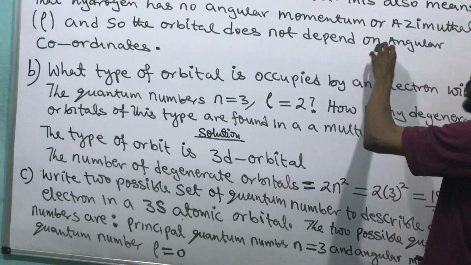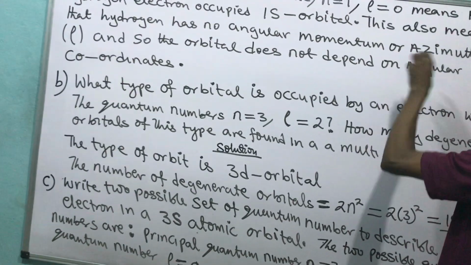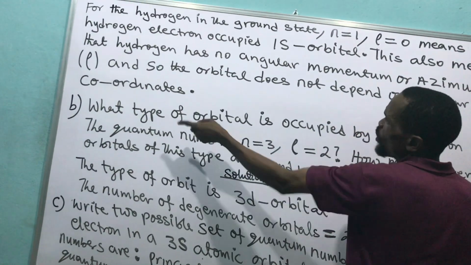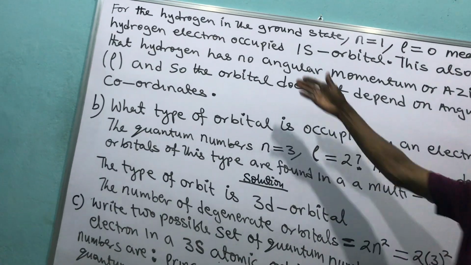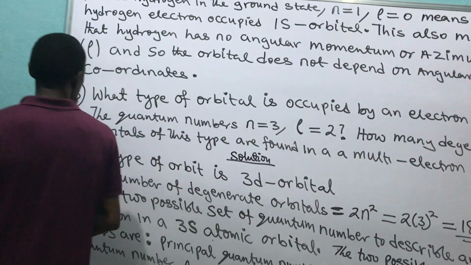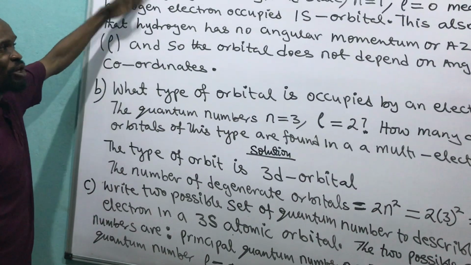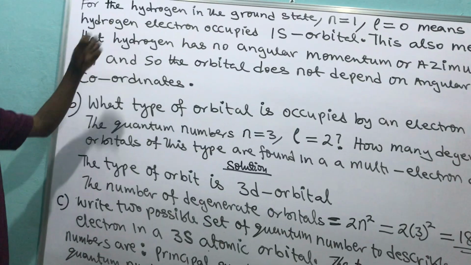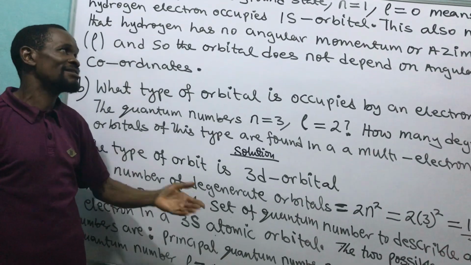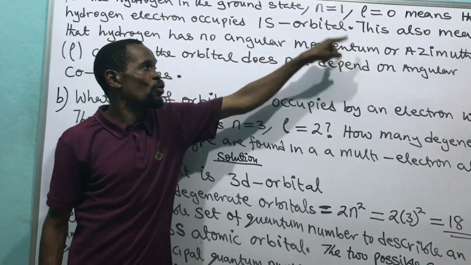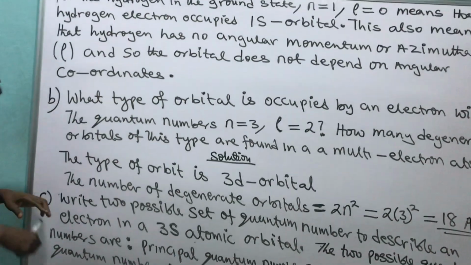That means that in the hydrogen atom, the orbital does not depend on angular coordinates. That's the additional information I want to give you, so that you will know that when we say an atom is in a ground state, it means that n is equal to 1 and the angular momentum is equal to 0.